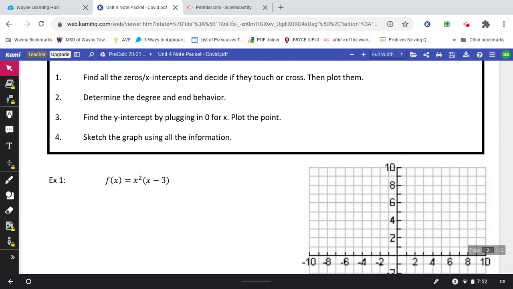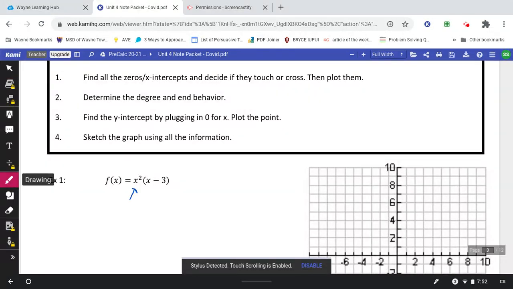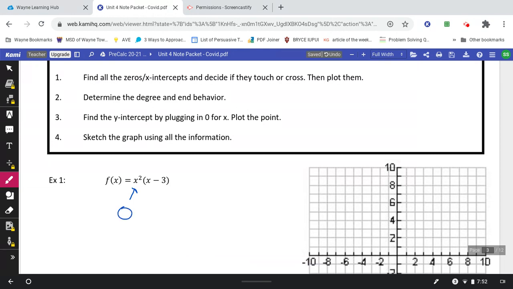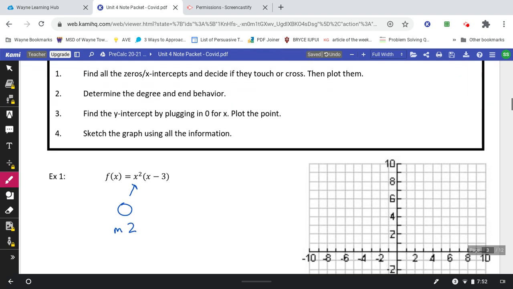Example number 1, I have an x squared, which means this first part is going to give me a 0 of 0 with a multiplicity of 2. And because 2 is an even multiplicity, it's going to touch. This right here is going to get me a positive 3 with a multiplicity of 1. Remember, multiplicity is just the exponent that goes along with it. And 1 is odd, so it's going to cross.